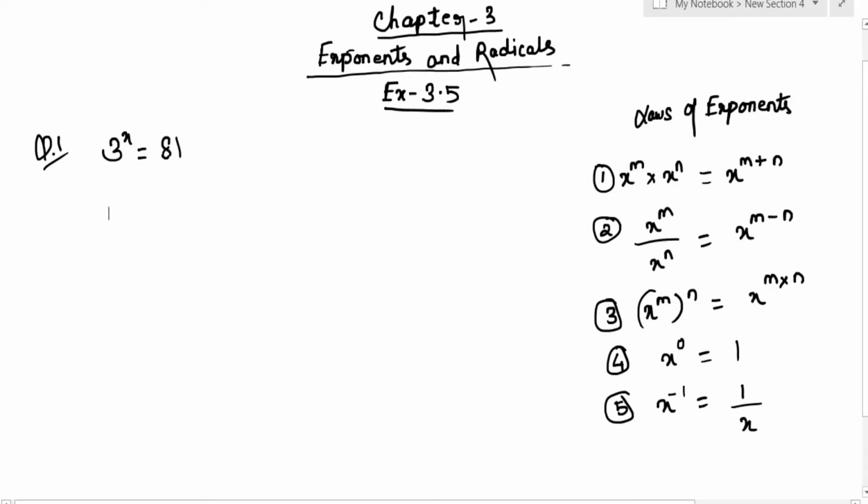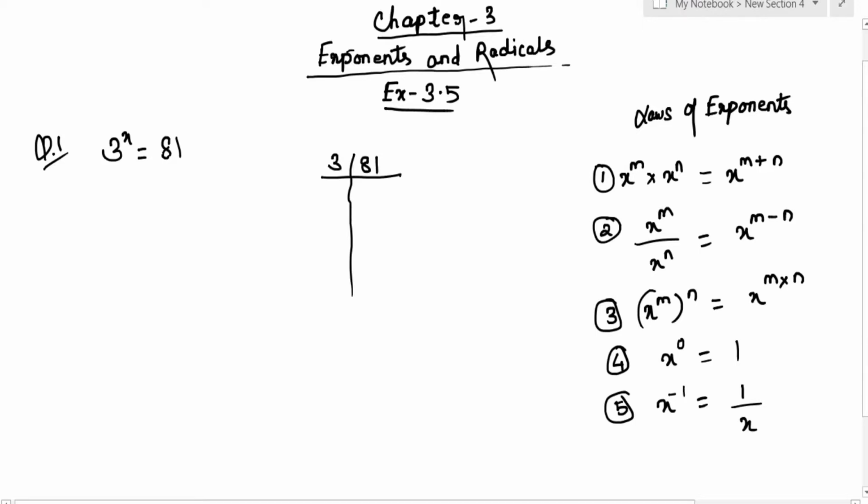Today we are going to solve exercise 3.5, class 8, chapter number 3, exponents and radicals. Here question number 1 is we need to find the value of x, and here you can see that in the LHS part we are having the base 3. तो आपको ये ध्यान देना होगा कि LHS में जब base 3 है तो RHS को भी base with respect to 3 में लाना है.